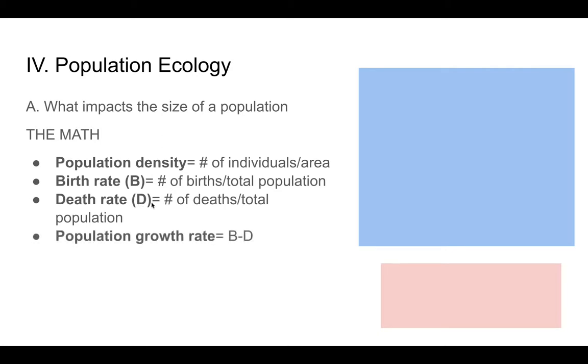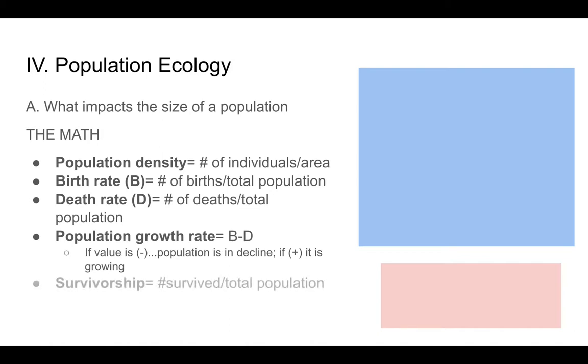And once you have those two, you can calculate a population growth rate. So once you have a birth rate and a death rate, you take your birth rate and subtract out your death rate, and that gives you the overall growth rate of the entire population. If you calculate this value and it is a negative number, that means that your population growth rate is negative, which means that the population is in decline. But if you calculate this growth rate and it's a positive value, it means that your population is growing.